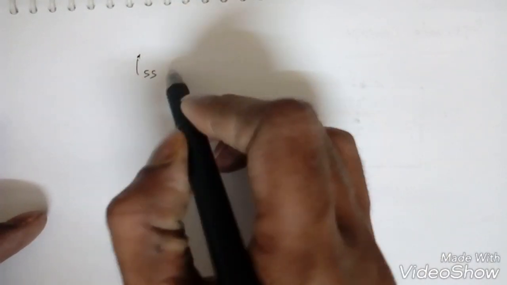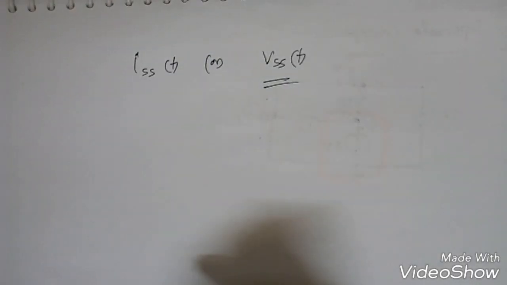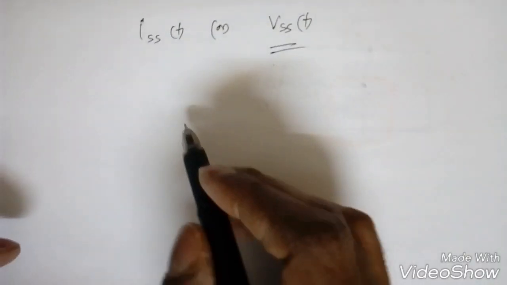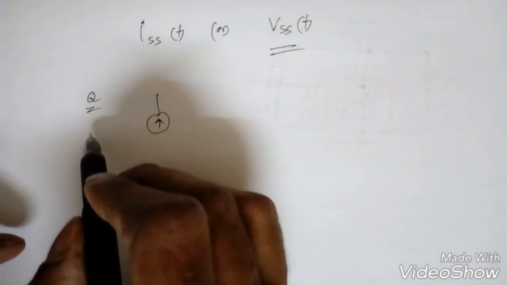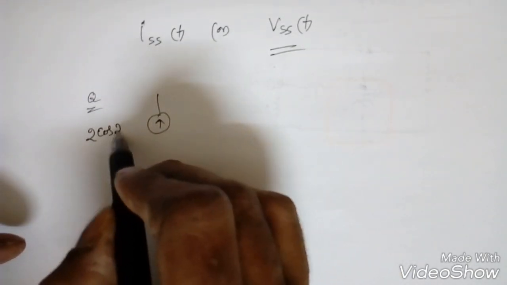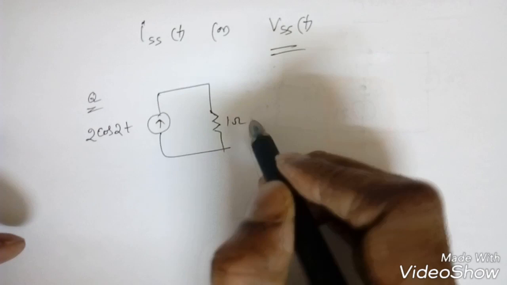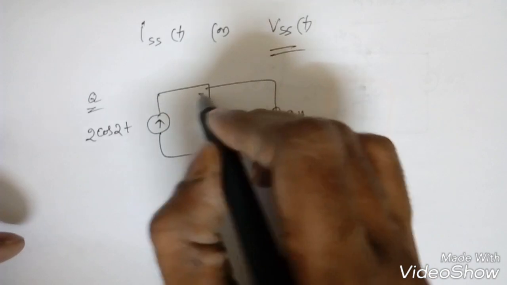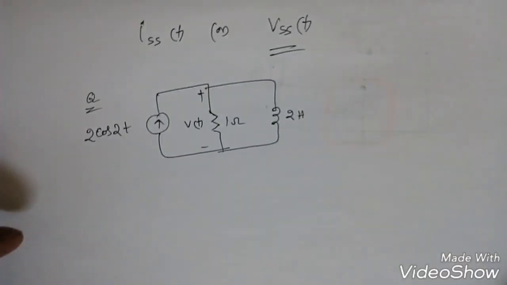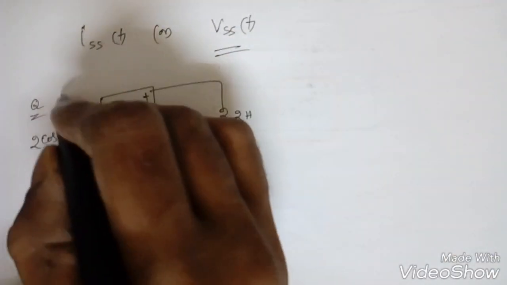Right? So that is steady state analysis, meaning we always have to find either ISS of t, or if it is a parallel RL circuit or RC circuit, we will get VSS of t. So I will give a question for you, you do it. Suppose there is a current waveform 2 cos 2t, and there is a parallel RL, that is 1 ohm, and this is an inductor 2 Henry. Find the V of t, steady state response V of t. So VSS of t we need to find, and this is question 1.